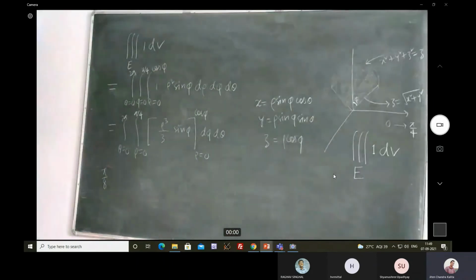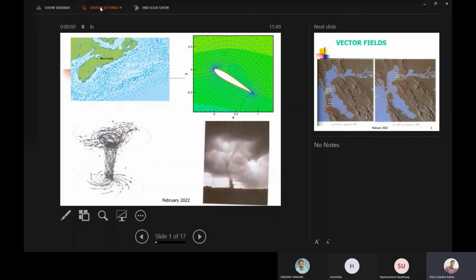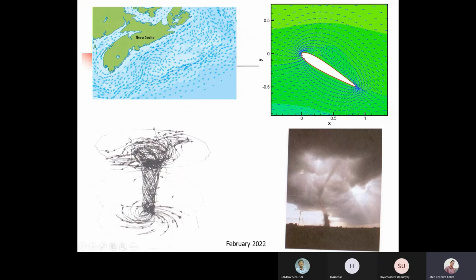Okay, fine. So let me quickly browse through some slides. So this is about vector field. Now, what is a vector field? Firstly, what do we have to do? We have to think about some domain. You consider it, more precisely in 3D, so it is going to be much more practical. But for the time being, let us consider a 2D domain.